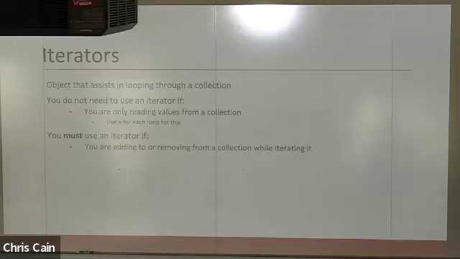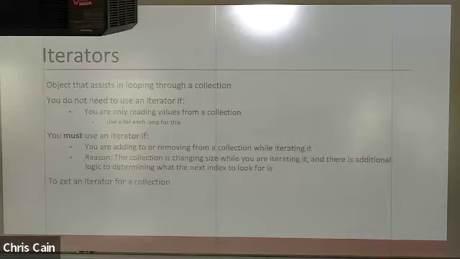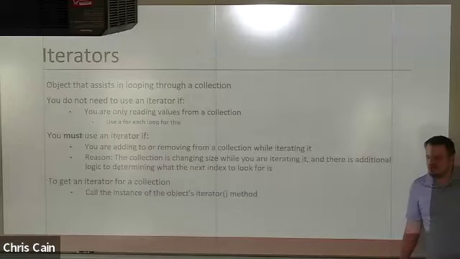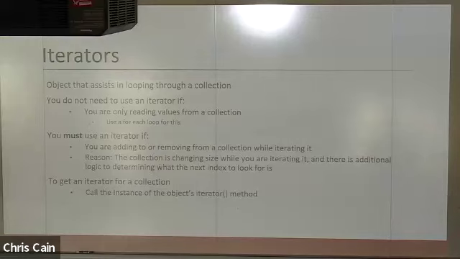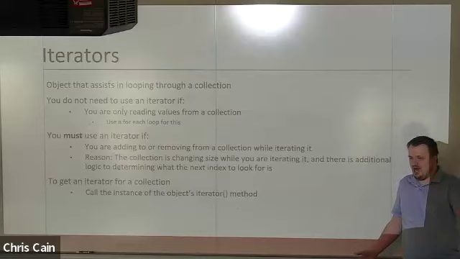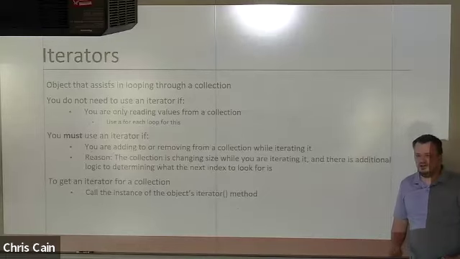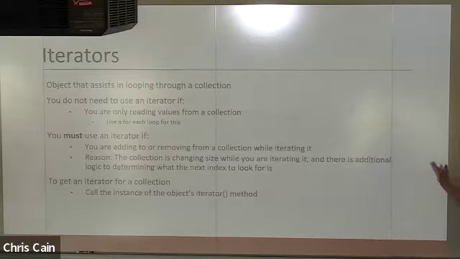So an iterator has two things. I guess we should first talk about how to get an iterator for a collection. Every collection object is going to have an iterator method. So if we had some kind of array list called list, you could say Iterator i equals list.iterator(), and it returns an iterator object for that.